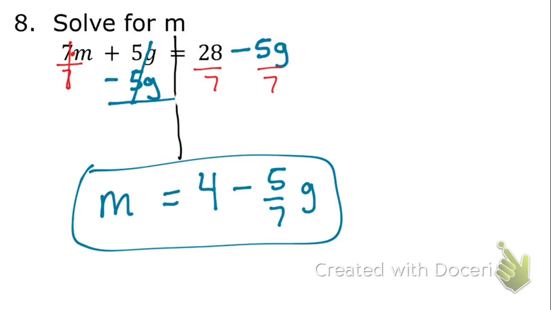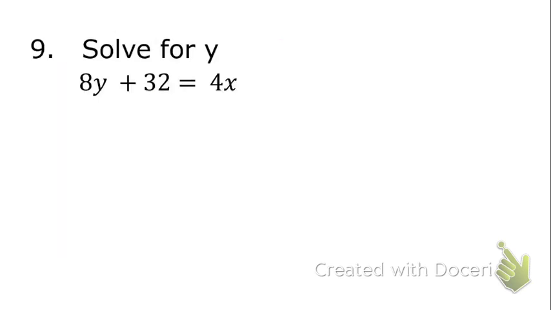Okay, let's go on to number 9. Number 9 says solve for y. So same principles, same ideas. Notice the x is on the other side, which is fine. The goal is to end up with y by itself. So this means I need to get rid of this 8 and I need to get rid of this 32.